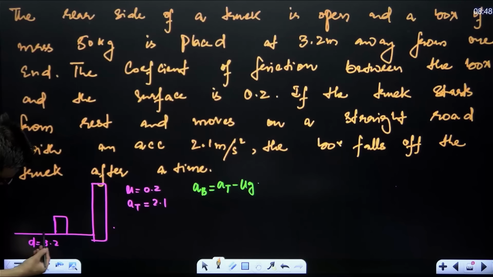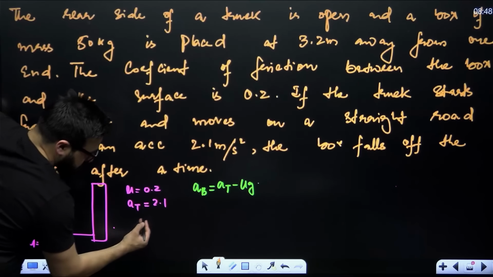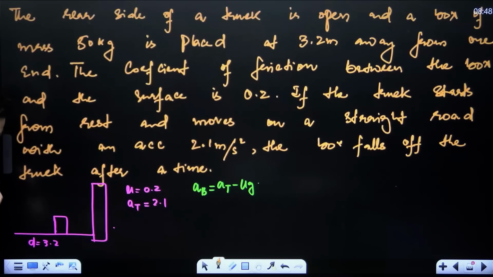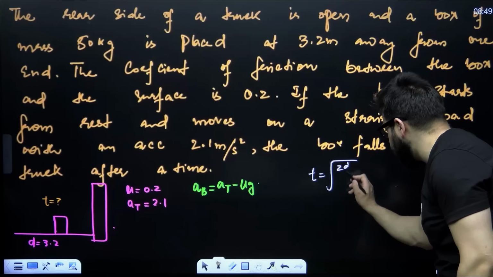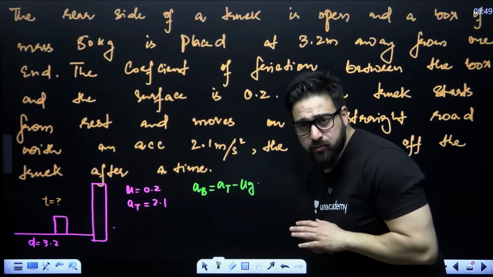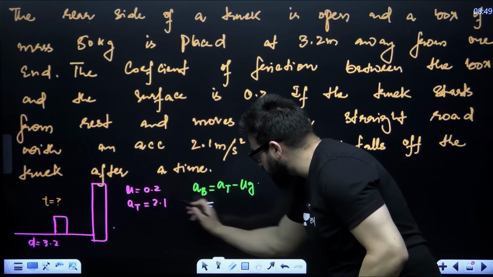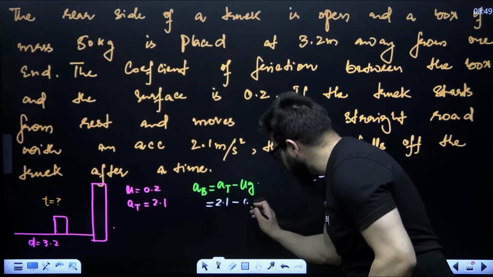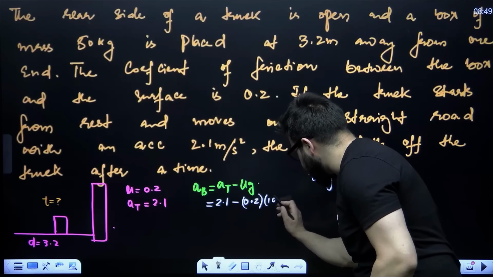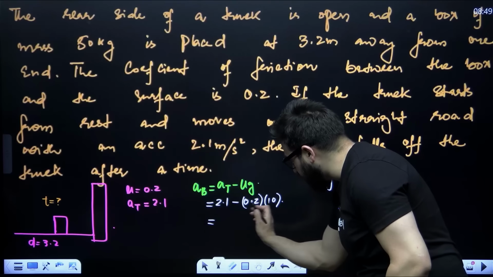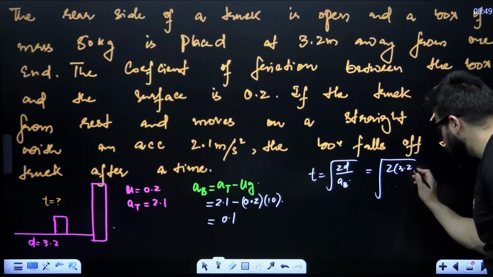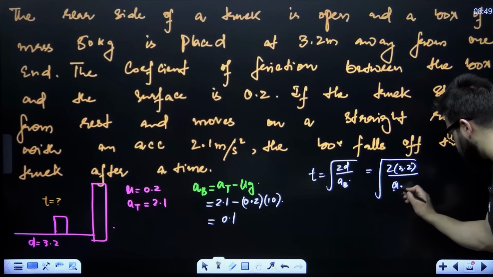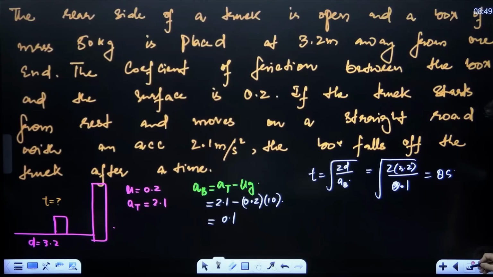There is a block which is 3.2 meters away from this end. Acceleration of the truck is 2.1, and mu is 0.2. It asks how much time this block takes in falling down. Time taken is the square root of 2d divided by the acceleration of the block. First, the acceleration of the block is the acceleration of the truck minus mu g. That is 2.1 minus mu into g. Mu is 0.2, and acceleration due to gravity we always take as 10. This is 2, so 2.1 minus 2 is 0.1. Put it over here: square root of 2 times d, which is 3.2, divided by the acceleration, 0.1. Solve this, it will come out to be 8 seconds.